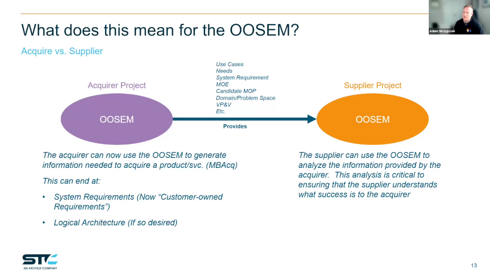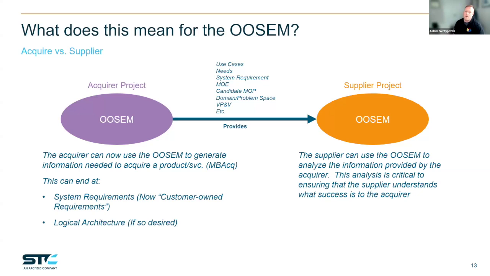Just like that previous slide, the acquirer can use OOSEM to talk to their customers. If you're a government organization and you're building an RFP, you're going to talk to your capability organizations. You're going to talk to those folks across your entire lifecycle support and identify all their needs, all their inputs, what's critical to the mission, things like that. And you could use that to generate your own set of requirements and provide that to a supplier.